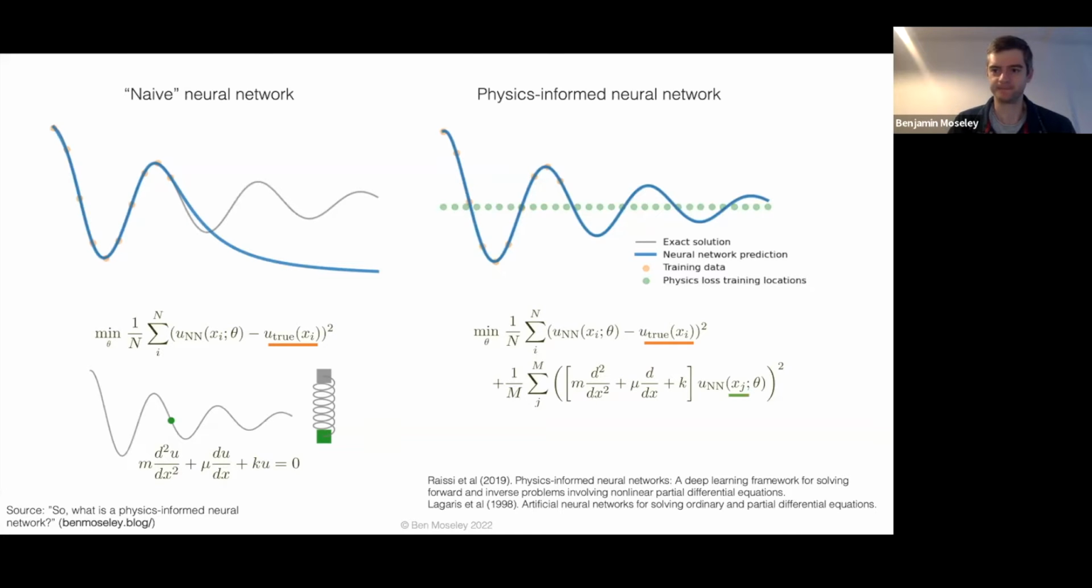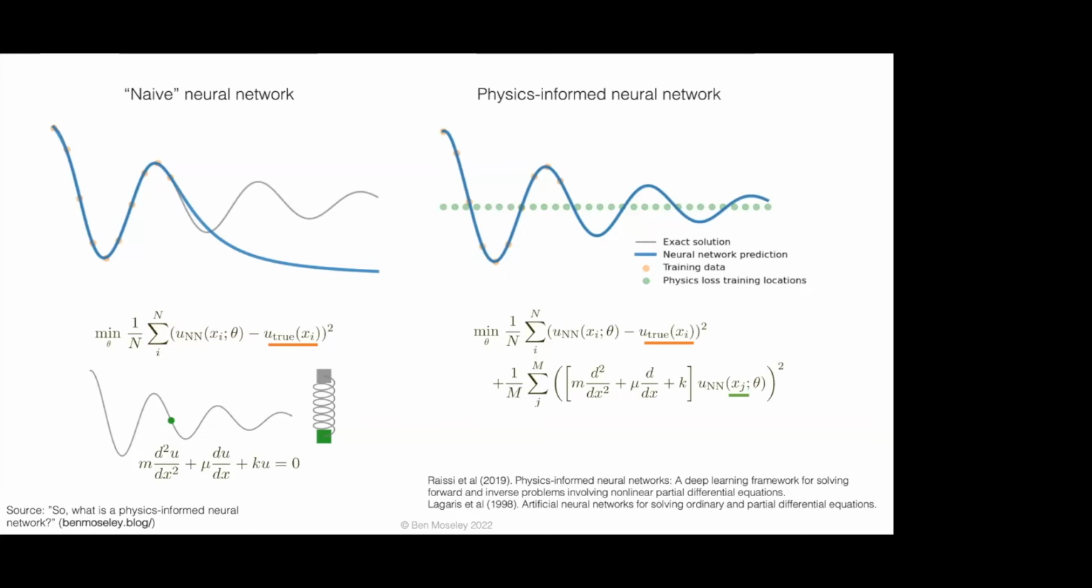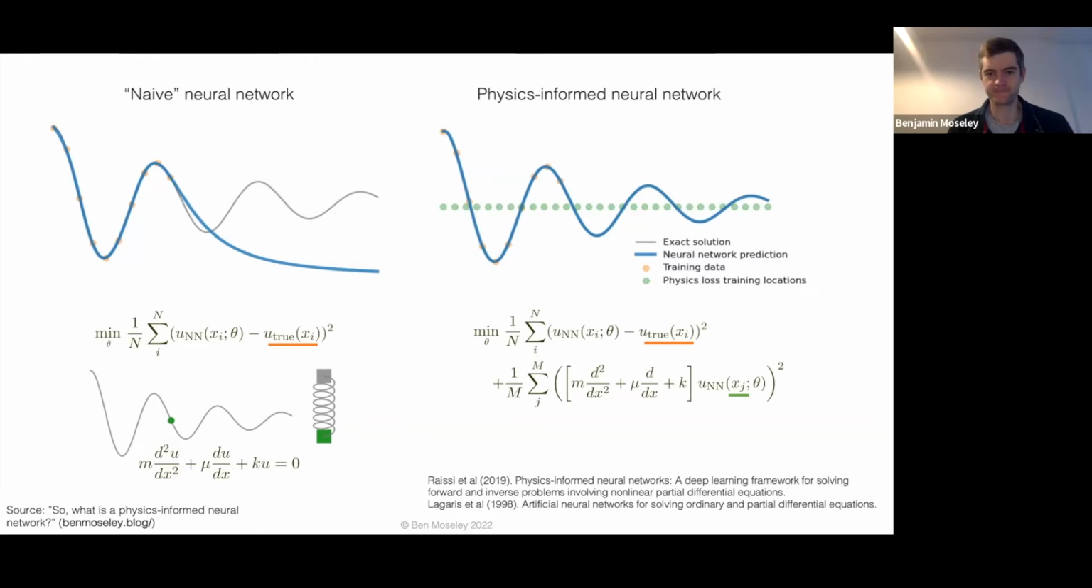Okay. So just one quick question, for these physics loss training locations, how does it affect the solution, like how many points you are going to add to that? Does it have any dependence?